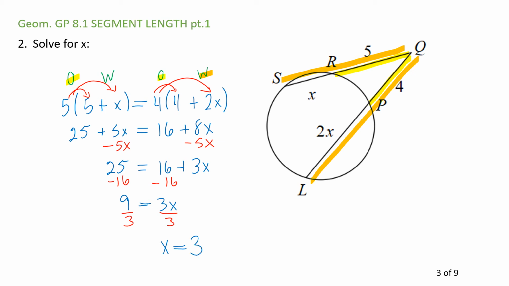Always check to make sure you've answered the question. And if you can, check to make sure your answer makes sense. And again, I can, kind of. This is 3 feet. That looks like it could be, if this is 5 feet, that could be 3 feet. If this is 4 feet, this could be 6 feet. And you can also go back and check. Is 5 times 8 equal to 4 times 10? Pretty content that it is.